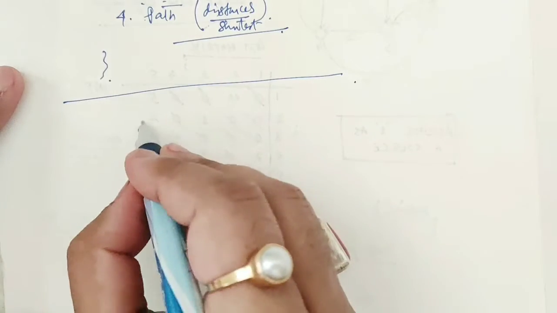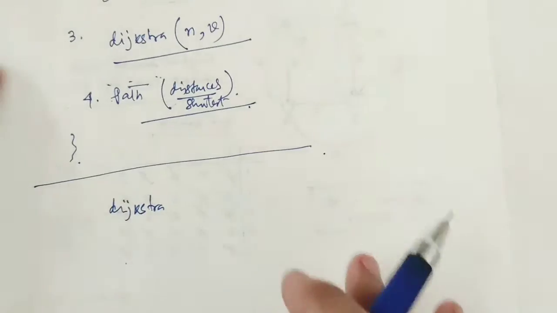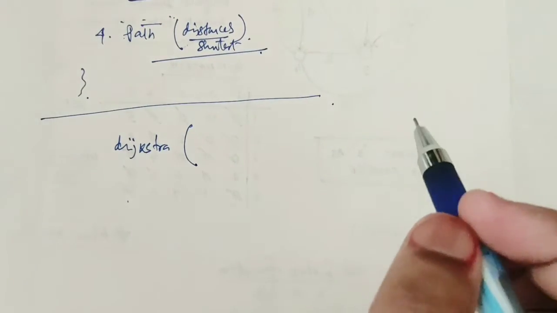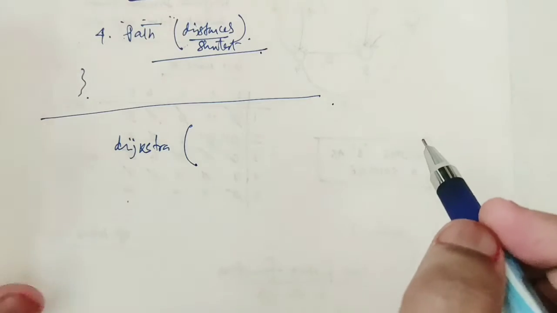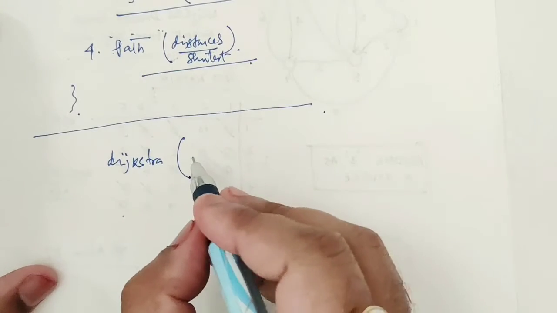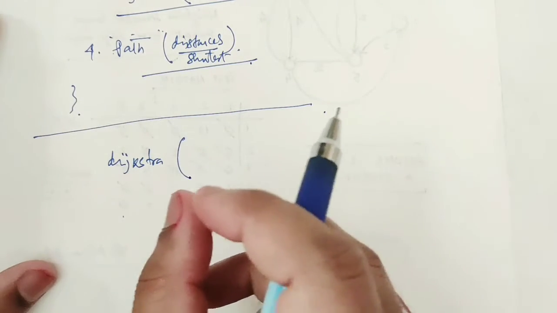Then the second one, our main focus, is to define Dijkstra. So our function name is Dijkstra, and we have 2 parameters there. One is the total number of vertices, and the second one is the source vertex. I am not writing the full program code, so I may skip the data type portions also.